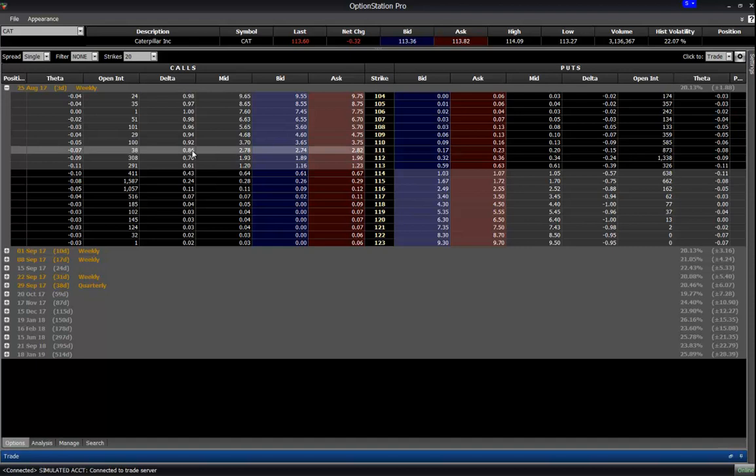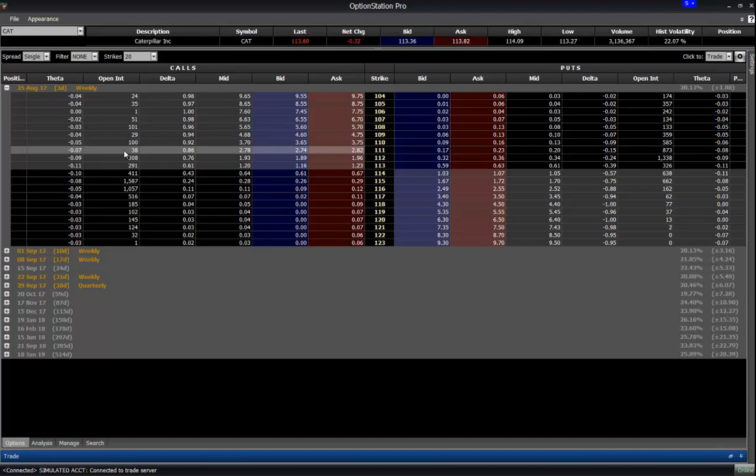Yes, there's an 86 delta. It's close enough, right? It will cost me a little bit more money. It'll cost me $2.78 as the mid, but I don't have enough open interest. There's only 38 contracts out there that have been opened. What does that mean? You're going to dance more with the market maker on lower open interest than you will if you have a much higher open interest.